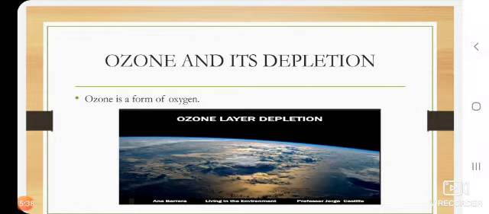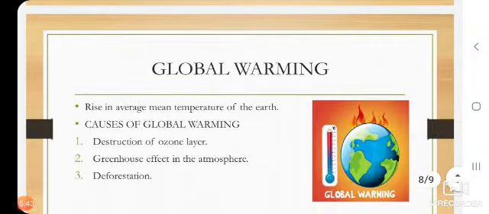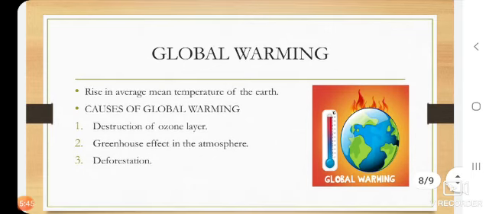So now let us learn about global warming. Have you heard about this, children? Global warming? Yes, you might have learned it in science also. And nowadays the risk of global warming is increasing day by day. You might have heard the definition. It is the rise in the average mean temperature of the earth due to an increase in the concentration of carbon dioxide and other greenhouse gases in the atmosphere.